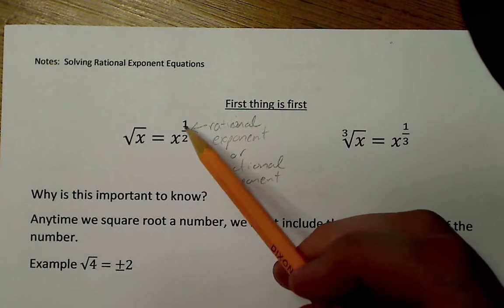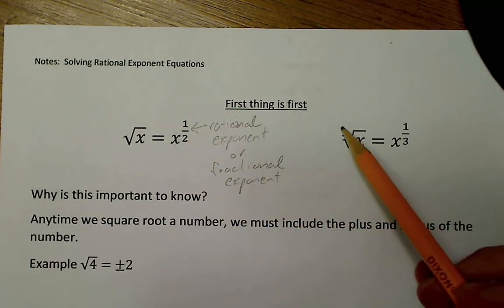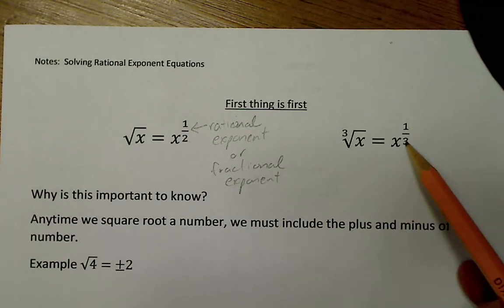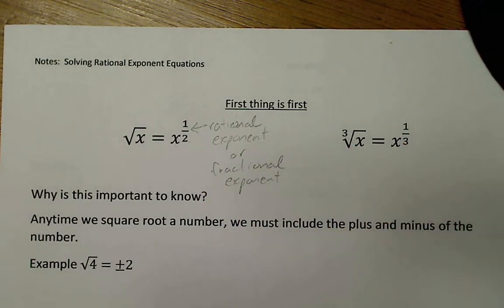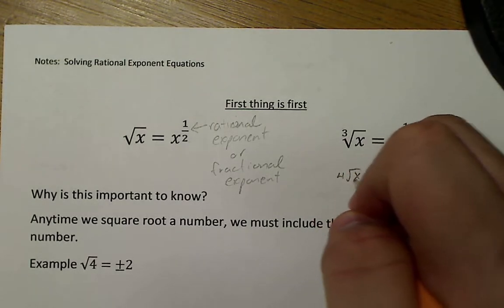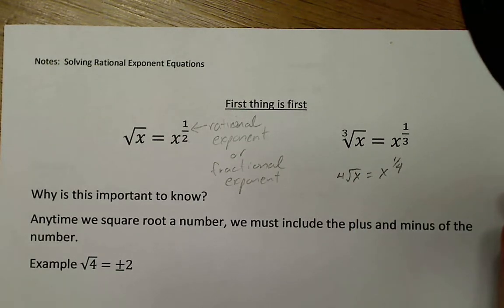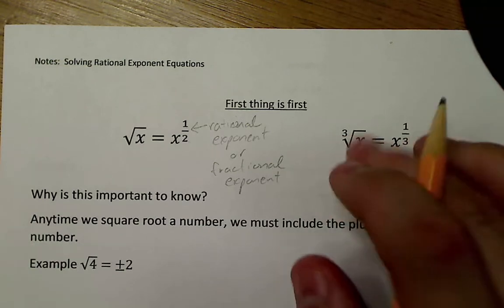The square root of x can be written as x to the 1/2 power, just like the cube root of x can be written as x to the 1/3 power. And if you want to take it one step further, a fourth root would be the same thing as x to the 1/4 power, and so on and so forth. So that's the one thing I want to point out first.